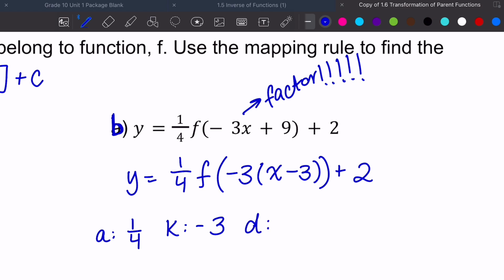But now my d value, before, if I didn't factor it, I would have been like, oh, +9, so that's -9. But it's not. Now that we've factored out the k, we can see my d value is actually gonna be +3. So way different than if we hadn't factored. And then c value is 2.